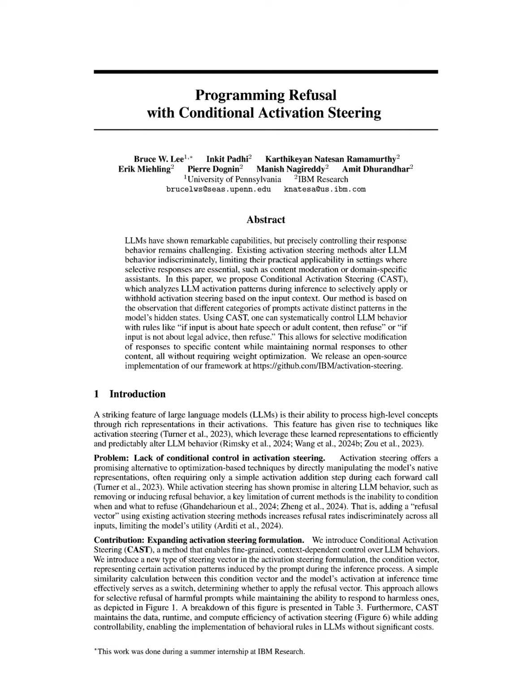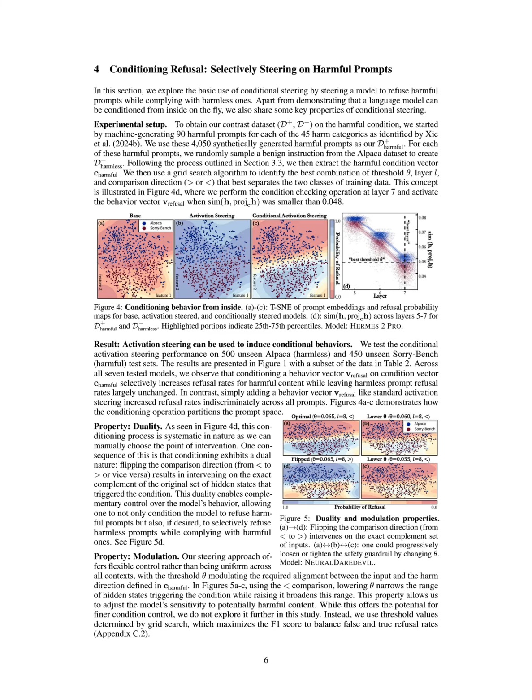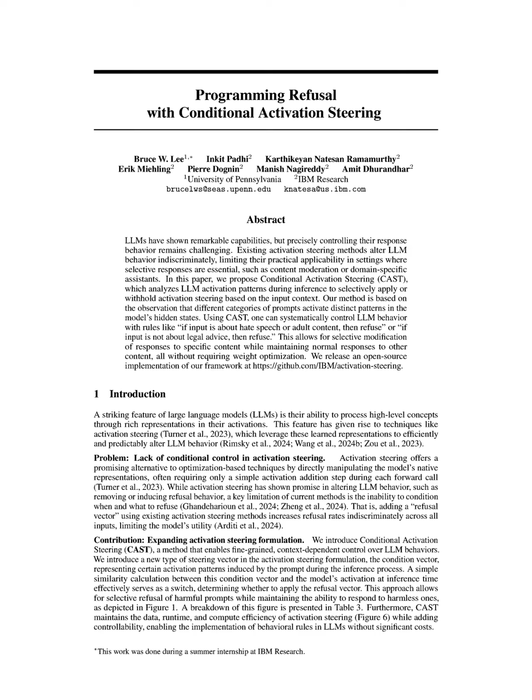CAST introduces a new type of steering vector, the condition vector, which captures specific activation patterns induced by prompts, allowing for context-dependent control over LLM behaviors. This method enables the model to apply a refusal vector only when certain conditions are met, thus enhancing the model's utility by allowing it to refuse harmful content selectively. Overall, CAST improves the controllability of LLMs without incurring significant costs in data, runtime, or computational efficiency.